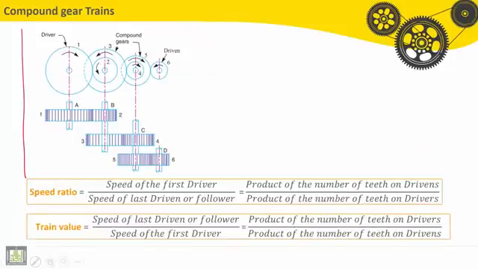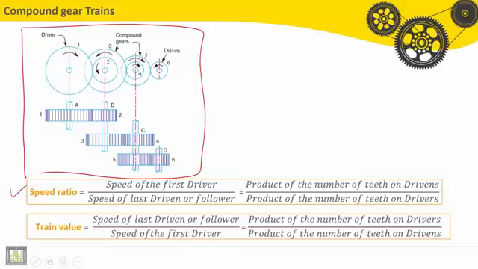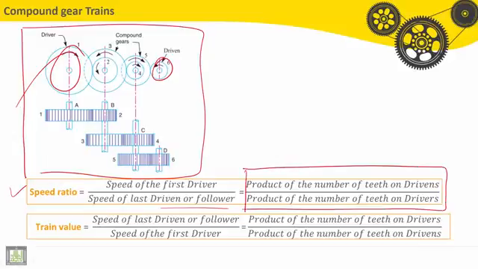Here on this figure we have a compound gear train. The speed ratio is equal to the speed of the first driver divided by the speed of the last driven or follower. This is the driven. It is also equal to the product of the number of teeth on the drivens divided by the product of the number of teeth on the drivers. The train value is the opposite of the speed ratio.